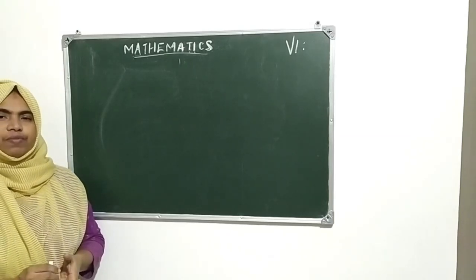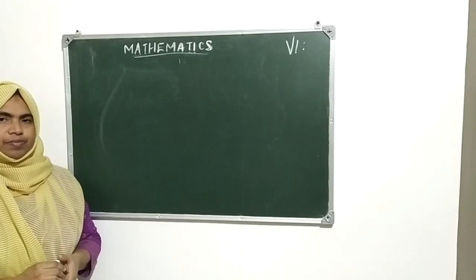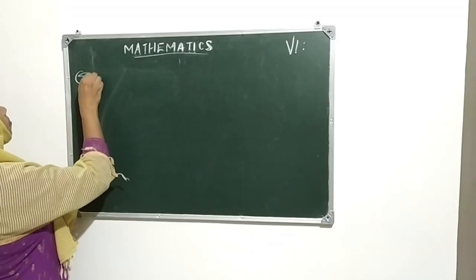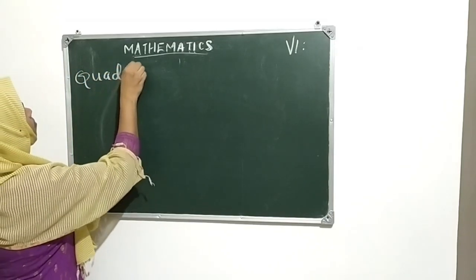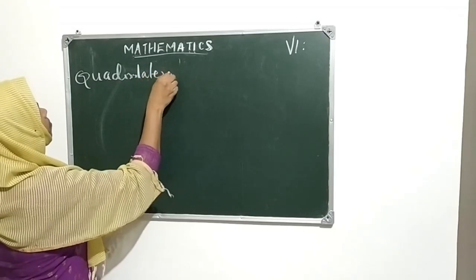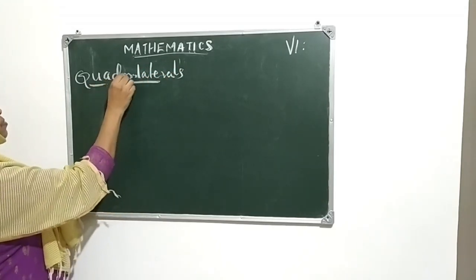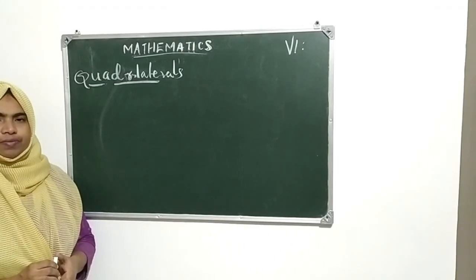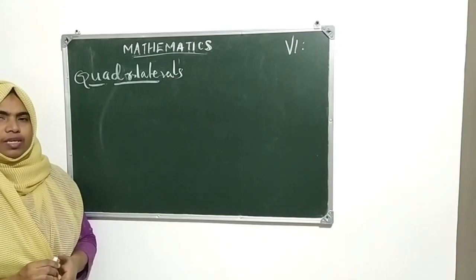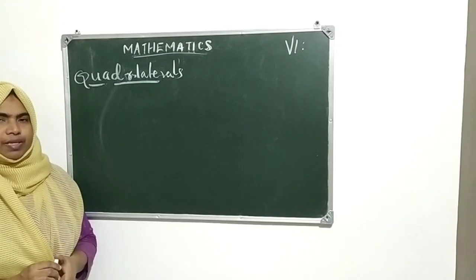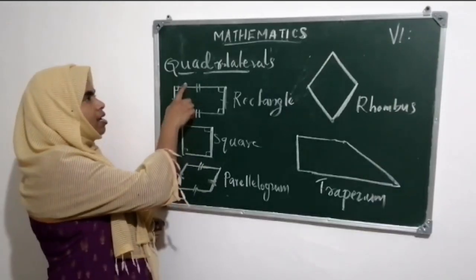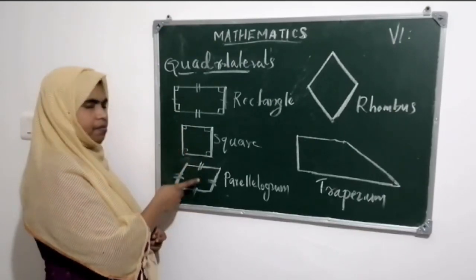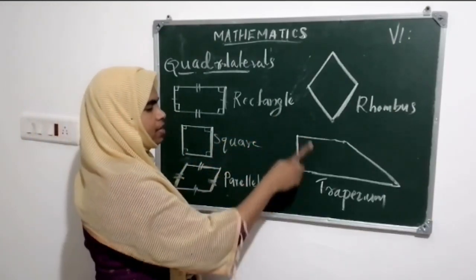In the last class we discussed triangles. Now we are discussing quadrilaterals. Quadrilaterals are polygons. These are simple closed curves made up of four line segments. These are quadrilaterals. First is rectangle, square, parallelogram, rhombus, trapezium.